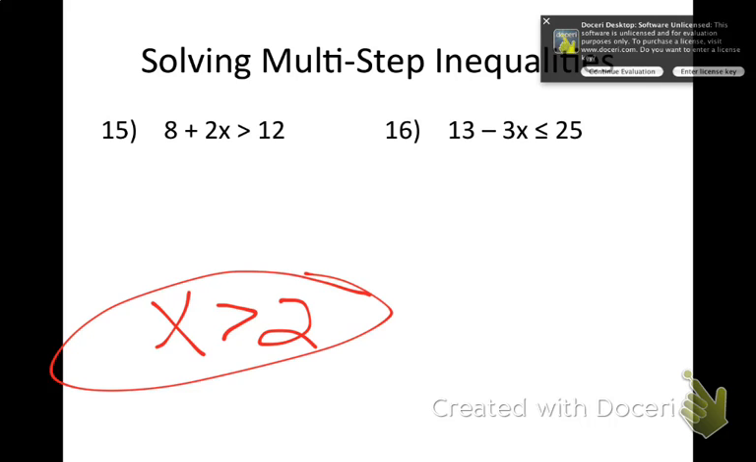Can 2 be a solution here? No, because it has to be just greater than. A lot of times students forget about that. We are talking about inequalities here, so it has to be greater than 2. So any number greater than 2 is a solution here.